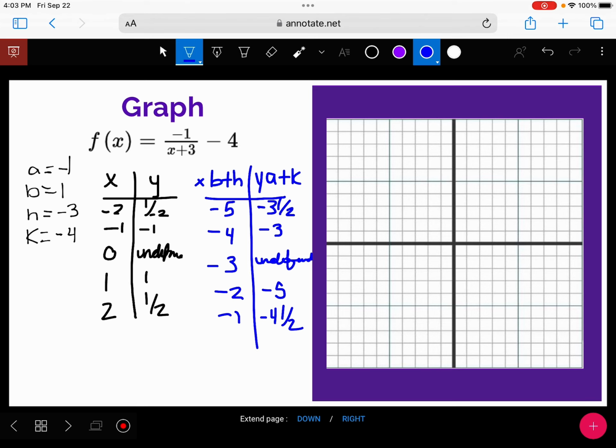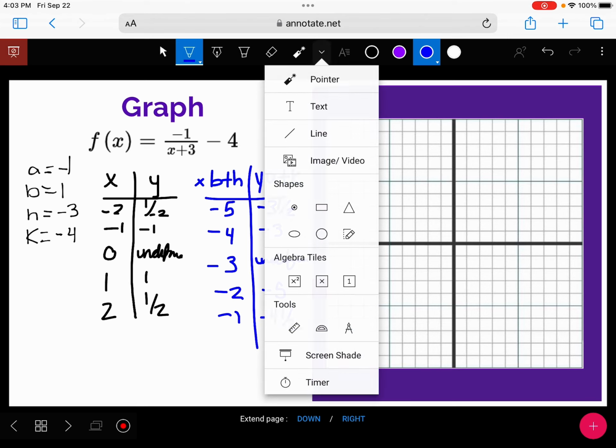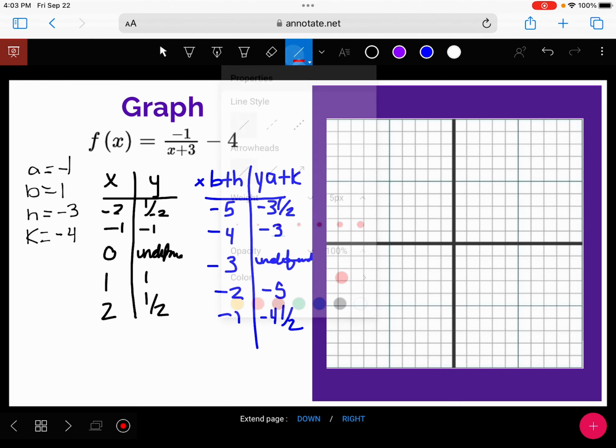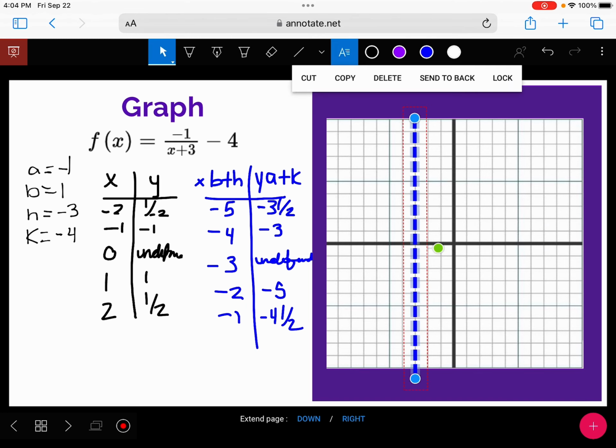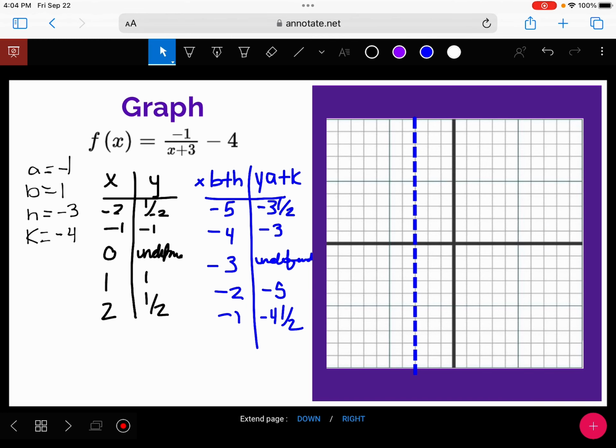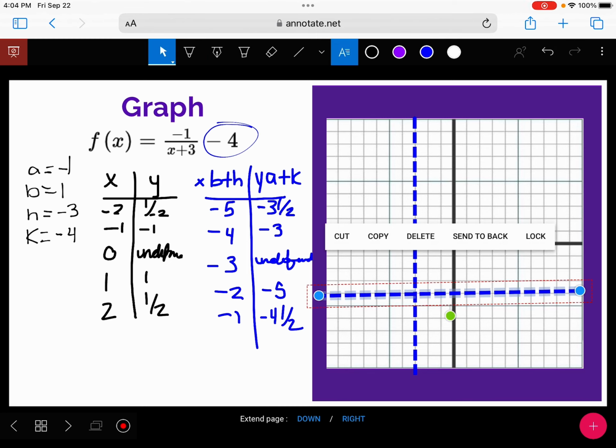We're going to have our vertical asymptote at -3. Please use a ruler. It makes a difference. I'm going to use my little ruler tool here. So we have our vertical asymptote where x equals -3. We're going to wind up with a horizontal asymptote at our k value as well. So we're going to have a horizontal asymptote at -4. So we're going to have our horizontal asymptotes here.